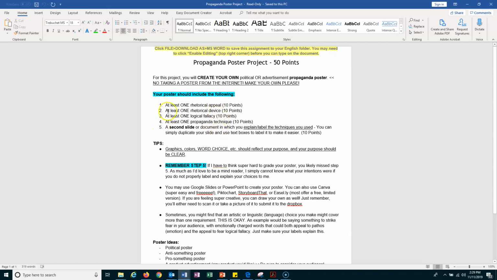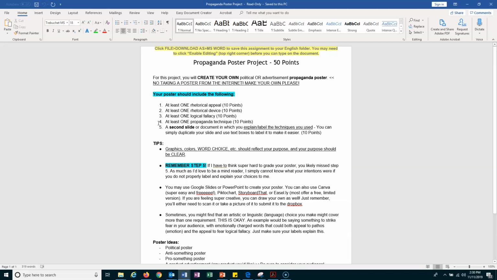So all four of these will go on one slide. Number 1 through 4 will go on one slide. You're going to create something that gives me all four of those components. I'm going to give you some student examples here in just a second, so you'll be able to reference kind of what you're looking for and what you need.